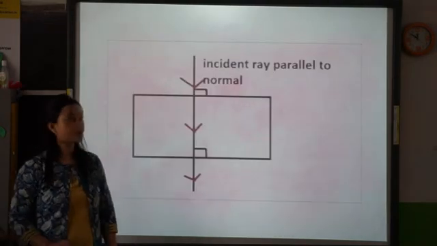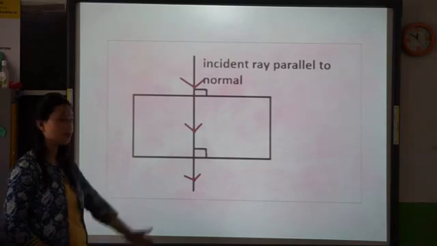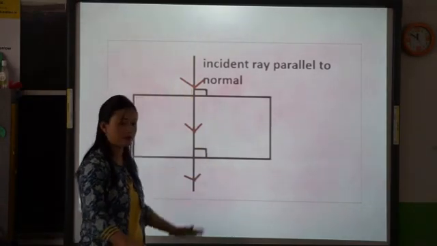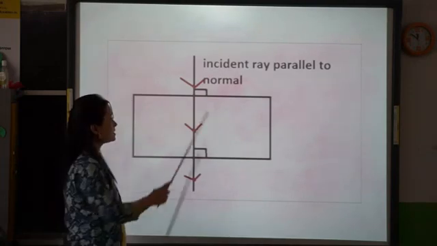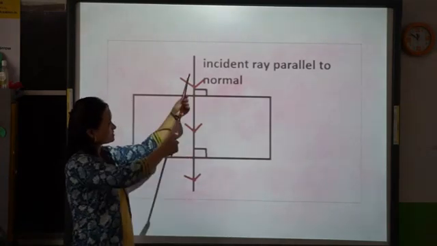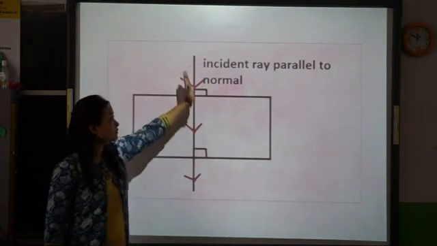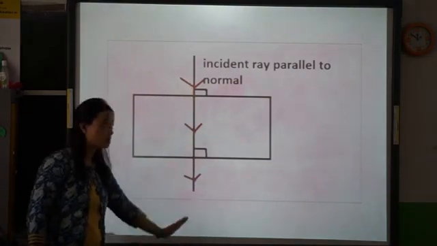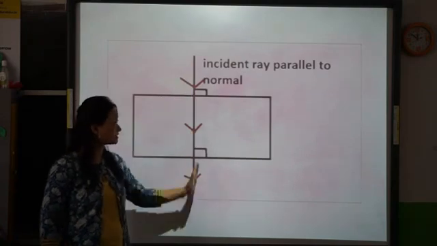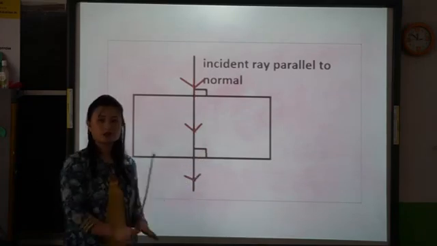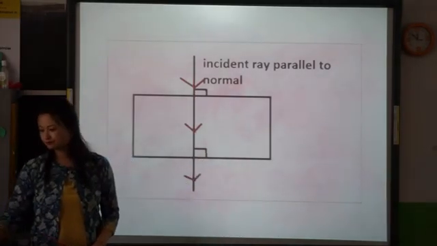And what happens when a ray of light is normal, that is, makes an angle of 90 degrees to the surface of another medium? As we discussed, it passes undeviated. That means the incident ray and the refracted ray will be on the same line. The normal, the incident ray and the refracted ray all lie on the same straight line. So these are the three cases.